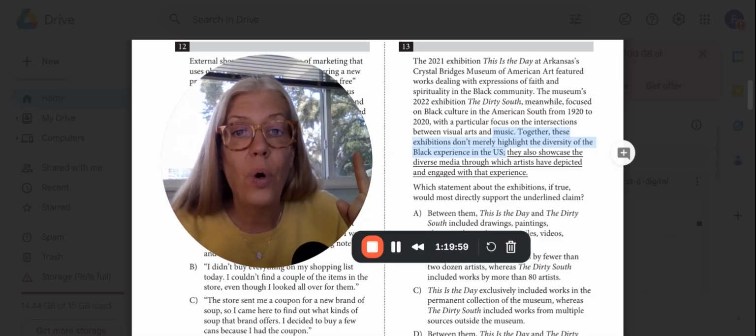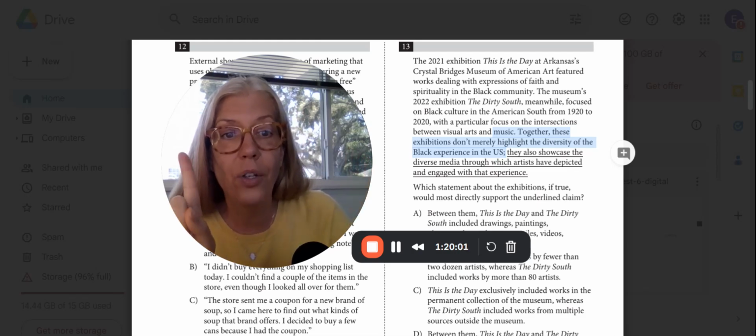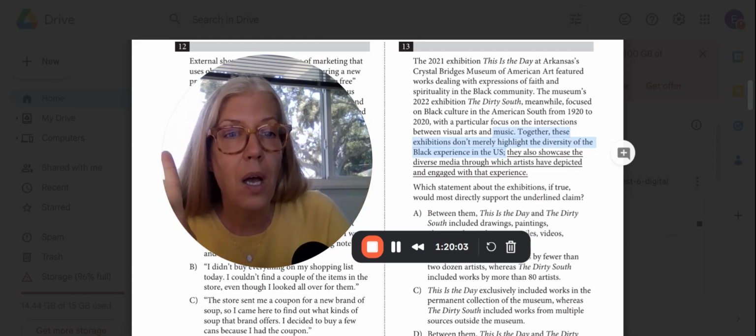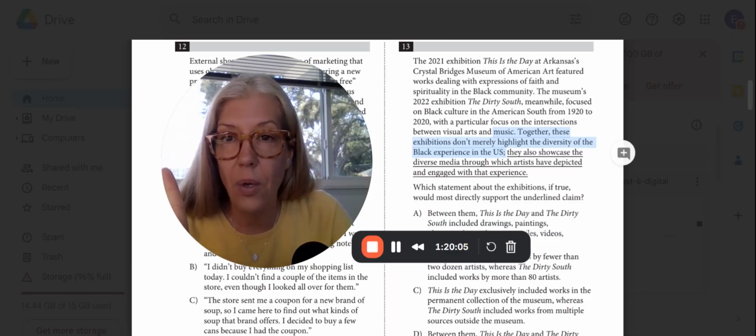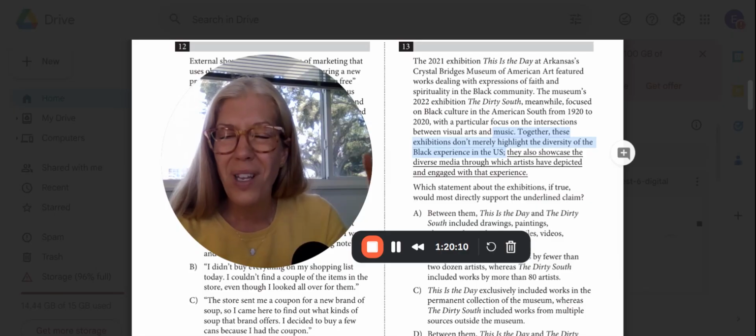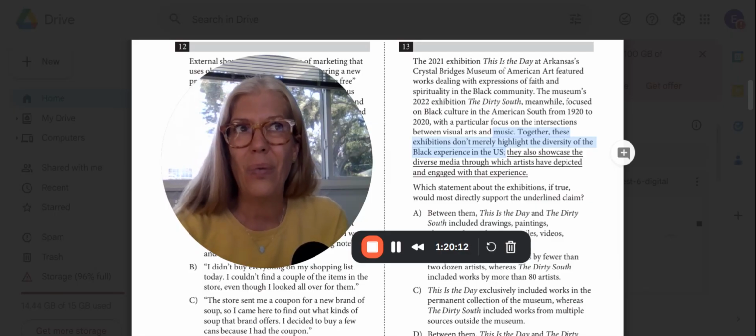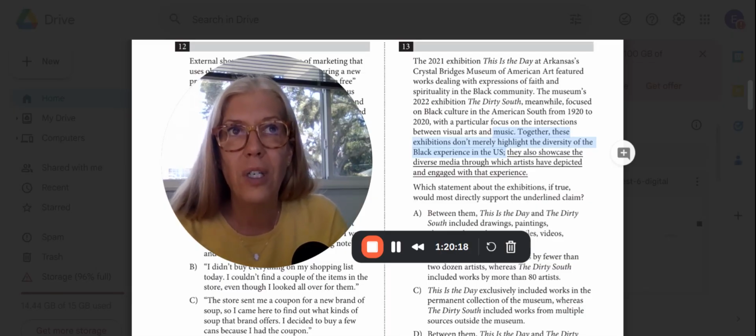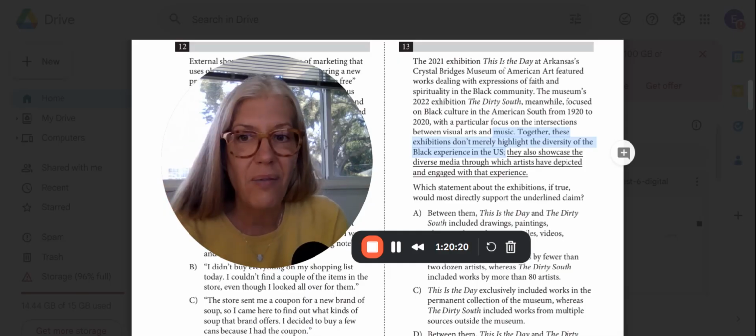We're only looking for the diverse media. We are not looking for the diversity of the Black experience in the U.S. Equally important, but they underline the diverse media. And think to yourself, what's diverse media too? We know what diversity means. Everybody has an idea what diversity means. And so diversity in media would mean lots of different media.